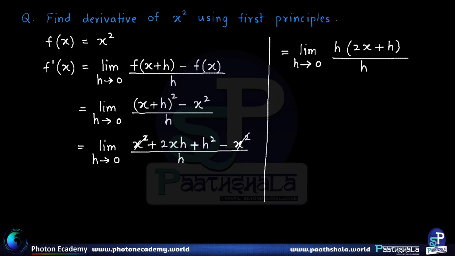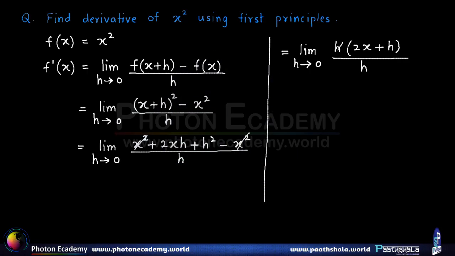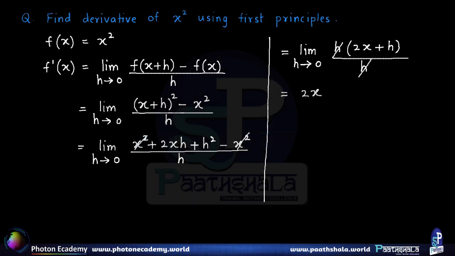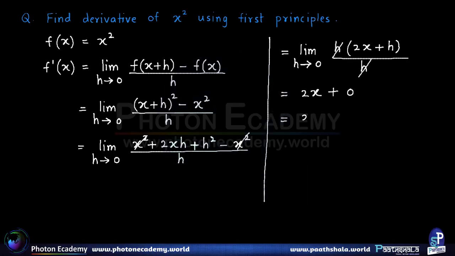Now we know that since h tends to 0, h has not become 0 yet. Since h is not 0, we are allowed to cancel h here, and we are left with finding the limit of 2x plus h, which is a simple polynomial. That is nothing but 2x, because x can be thought of as a constant from the perspective of h, because it's h which is the variable of the limit, and 2x plus 0 gives us the final answer as 2x. So the derivative of x square turns out to be 2x.